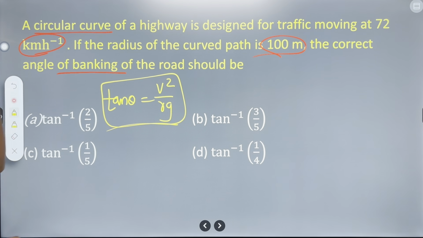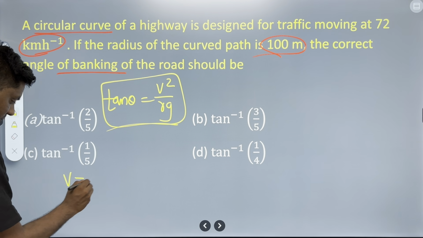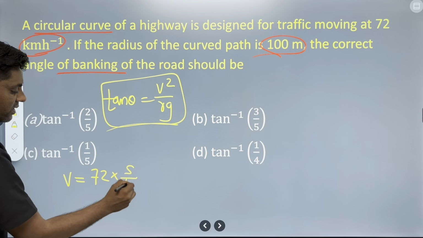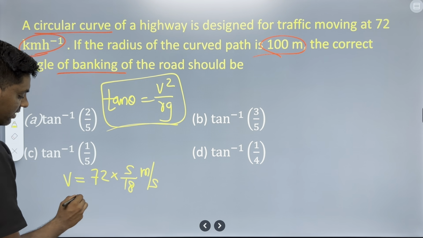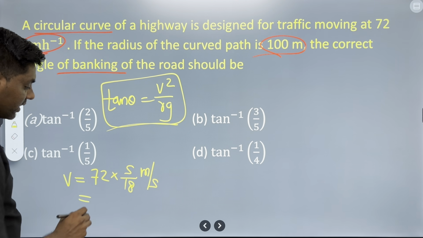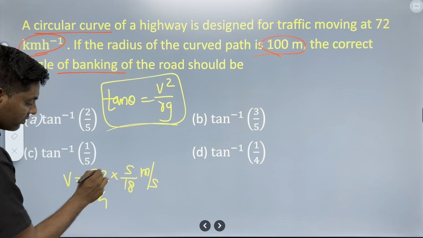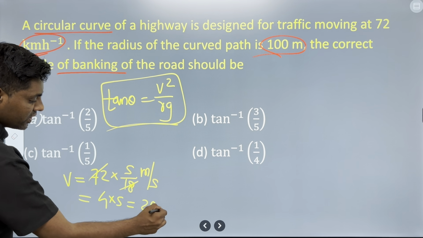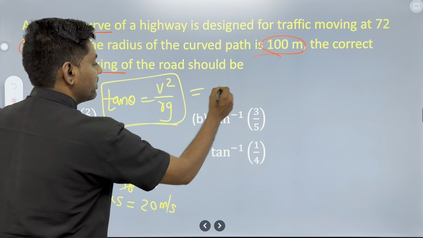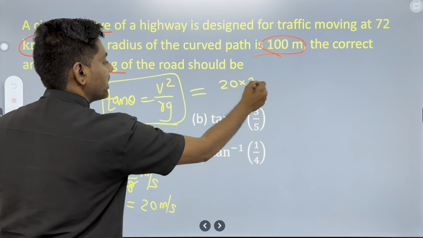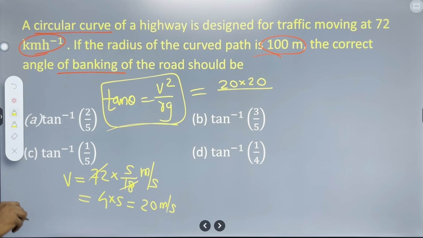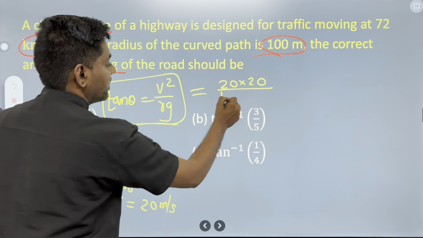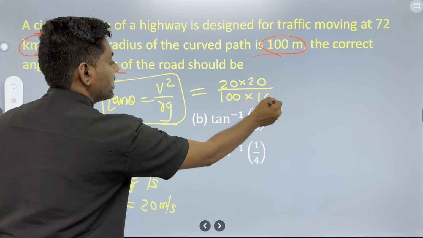The speed is given as 72 kilometer per hour. We have to convert it to meter per second by multiplying by 5/18. So 72 times 5 divided by 18 becomes 20 meter per second. Here we put 20 meter per second, that is 20 into 20 divided by r. R is given as 100, and acceleration due to gravity is 10.